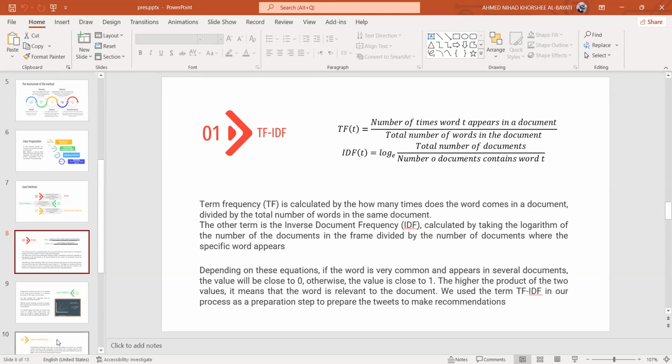Using both terms in our system, and depending on the equations that give their value, if the word is very common in this document and appears in several documents, the value of the TF-IDF will be close to 0. Otherwise, it will be close to 1. The higher the product of the two values, the more relevant the word is to the document. We use TF-IDF in our process as a preparing step to prepare the tweets to make recommendations. We can say that we used TF-IDF as the first method to complete the process.